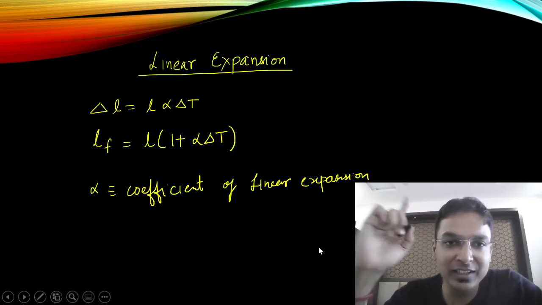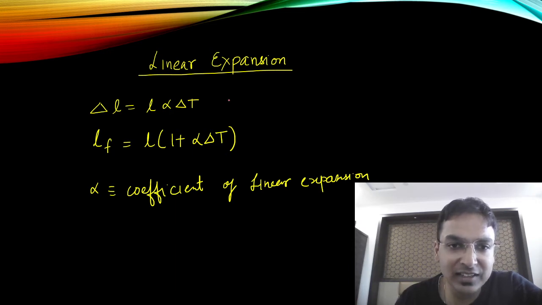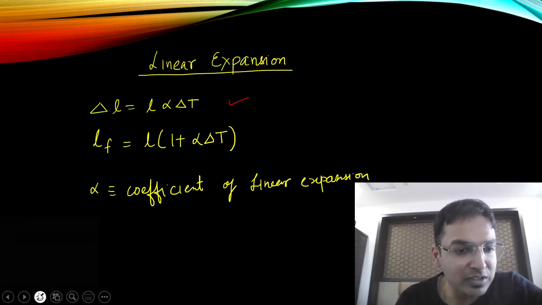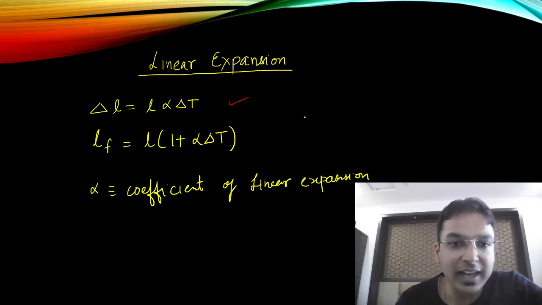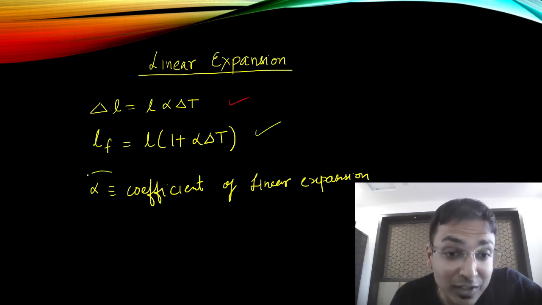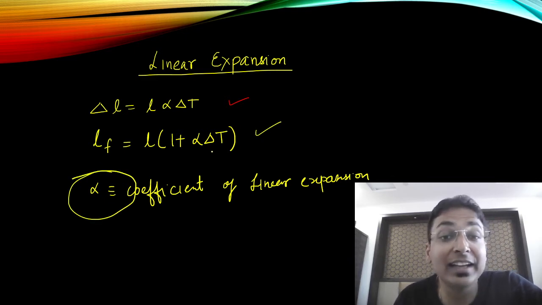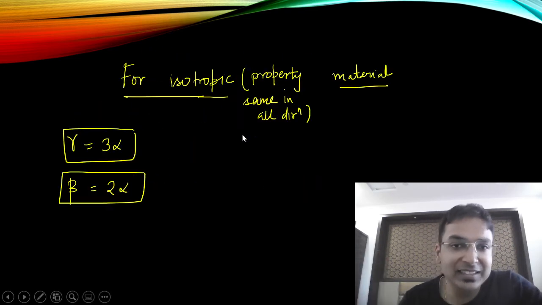So the first is linear expansion. Delta L, the change in length, is L alpha delta T, right? What is the final length? The final length is L into (1 plus alpha delta T). And what is alpha? Coefficient of linear expansion, and delta T is the change in temperature.